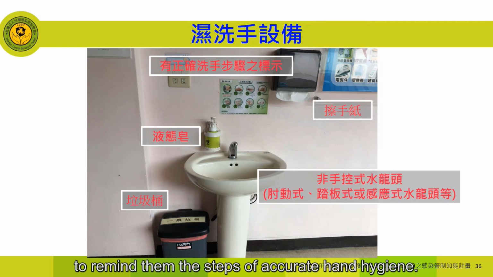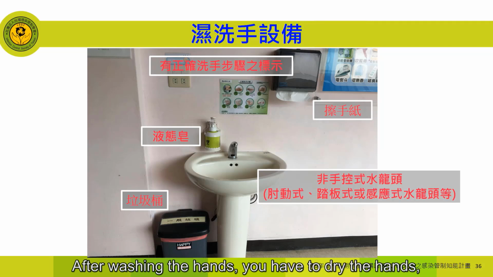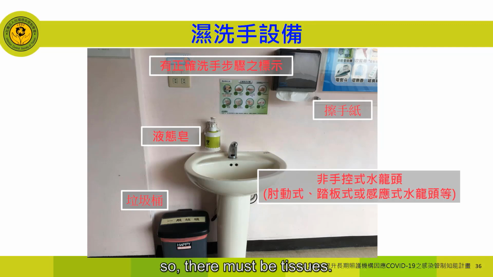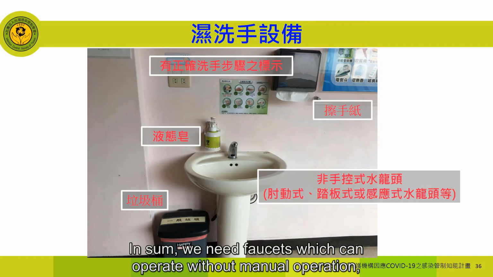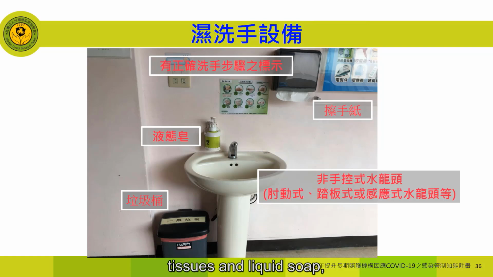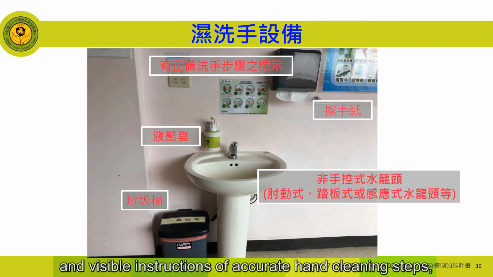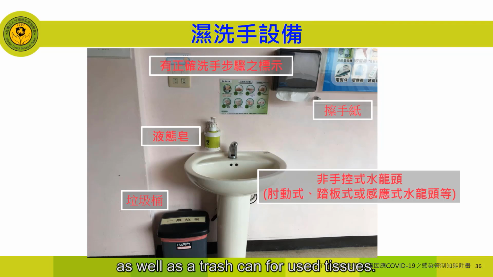After washing the hands, you have to dry the hands, so there must be tissues. And a trash can to collect used tissues shall be available. In sum, we need faucets which can operate without manual operation, tissues and liquid soap, and visible instructions of accurate hand cleaning steps, as well as a trash can for used tissues.